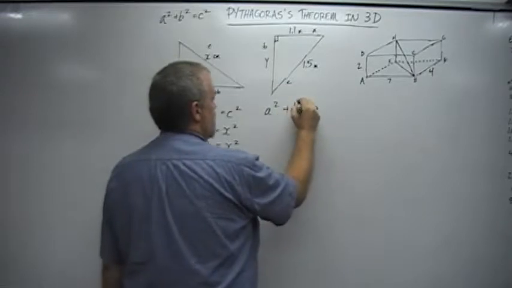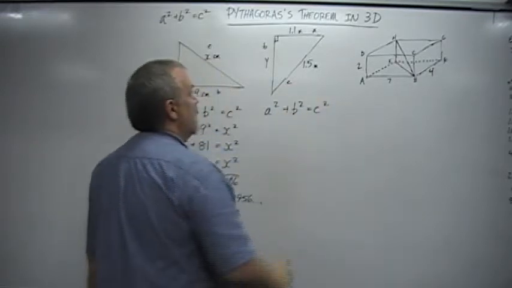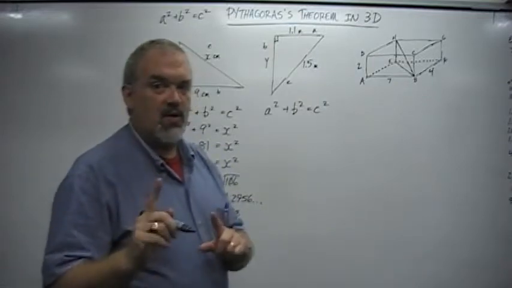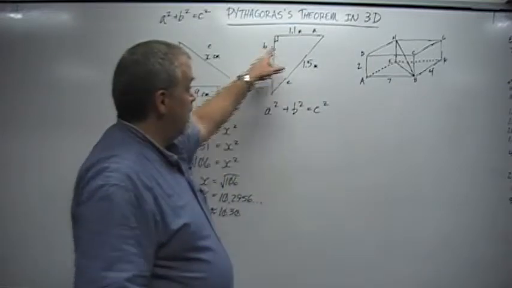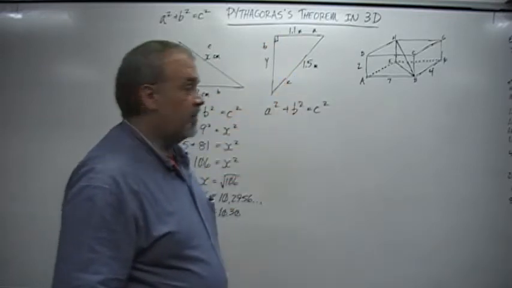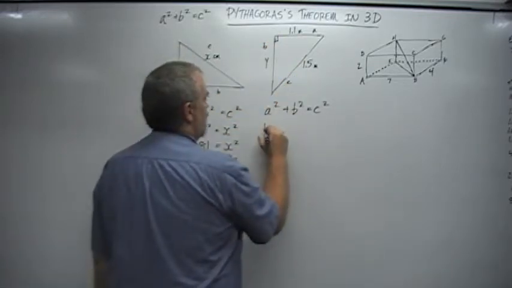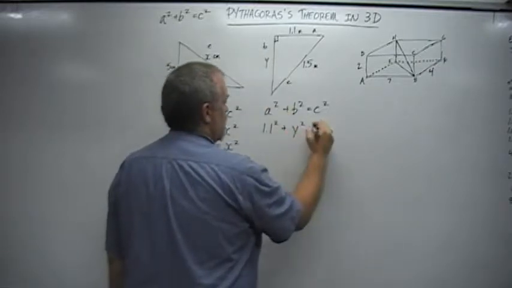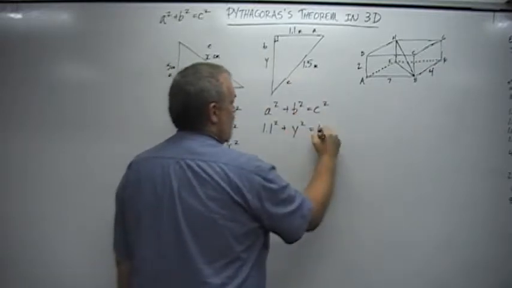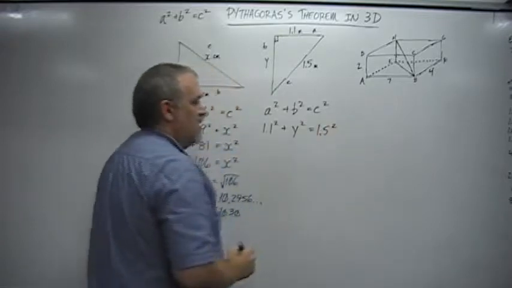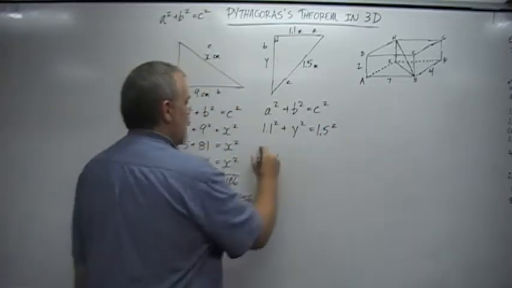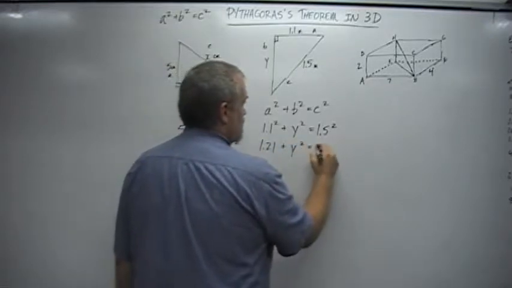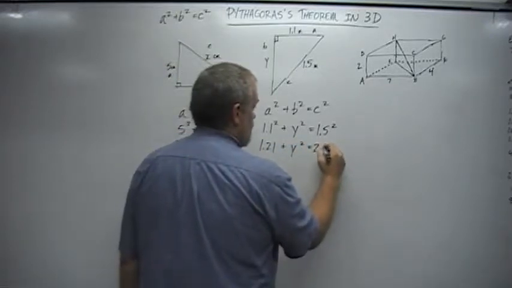A squared plus b squared equals c squared. Again, if you want to keep a and b the other way around, that's perfectly fine, but don't confuse c. That has to be the hypotenuse opposite the right angle. A squared, 1.1 squared, plus b squared, which is y squared, we don't know what that is, equals 1.5 squared. Now 1.1 squared is 1.21, plus y squared equals 2.25.